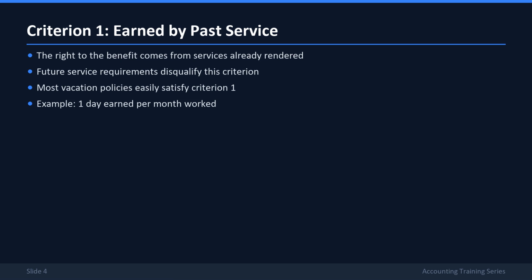The first criterion is that the employee's right to the compensated absence must be attributable to services already rendered. In other words, the employee has earned the time off through past work. If the benefit requires future service to unlock, criterion 1 is not met and no accrual is required at that point. Most vacation and annual leave policies satisfy this criterion because employees earn leave incrementally as they work, for example, 1 day per month of service.